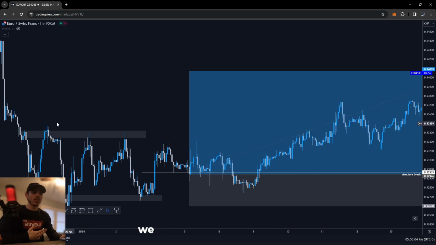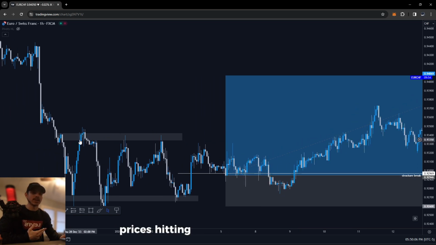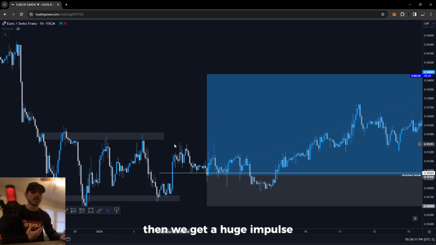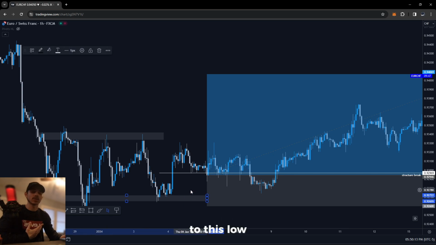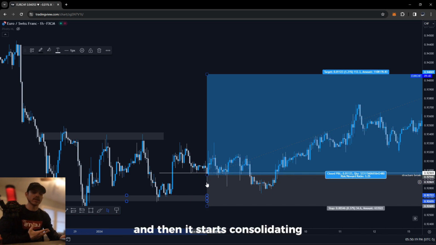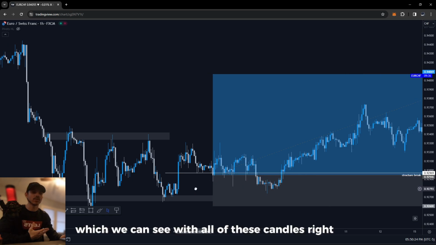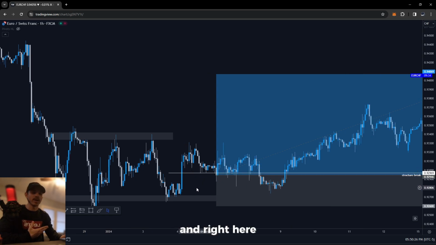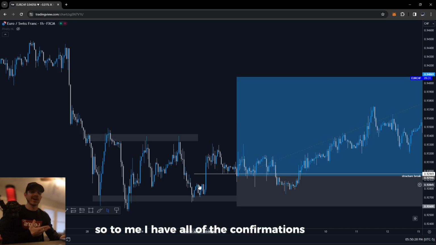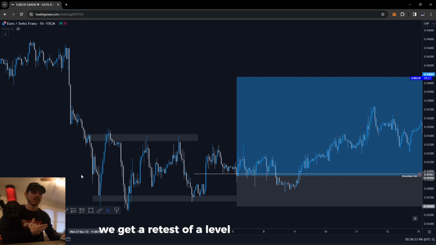So we can see that we get into this consolidation, price is hitting the lows and the highs, back and forth, then we get a huge impulse, and when price is supposed to come back down to this low, as it would be if it was consolidating, it only reaches about the 50% way point, and then it starts consolidating and showing us lots of signs of rejection, which we can see with all of these candles right here and right here and right here. So to me, I have all of the confirmations I need. Structure broke, price is holding, we get a retest of a level that's been created inside of this consolidation.